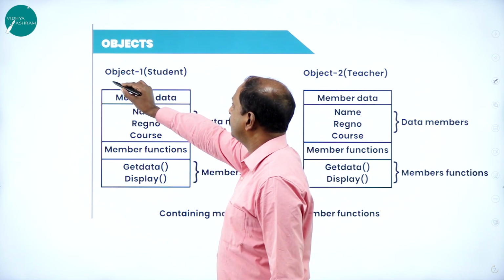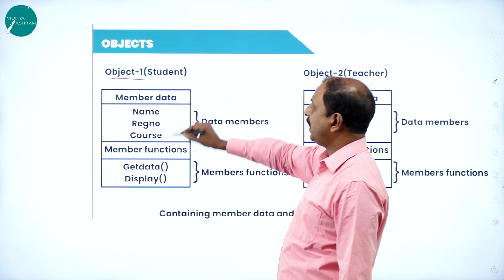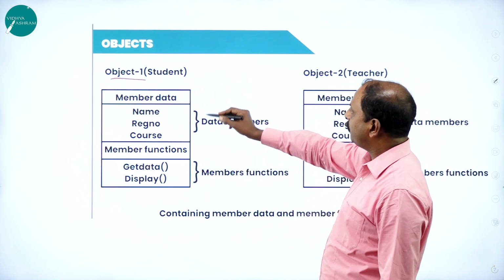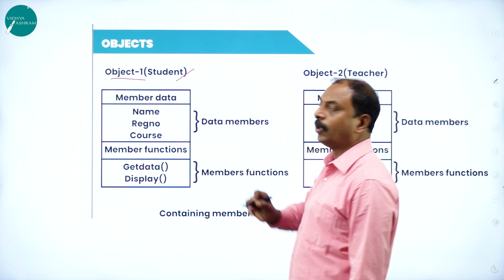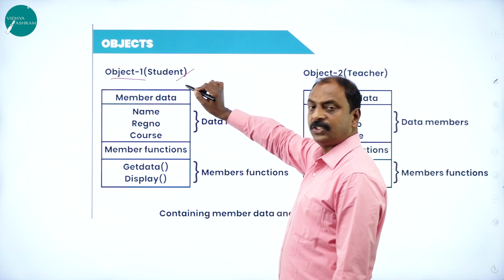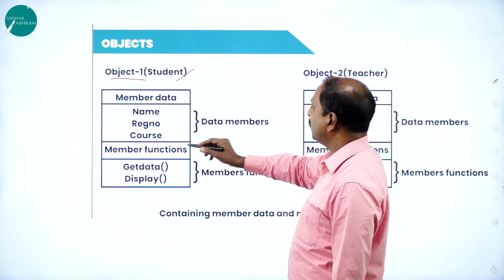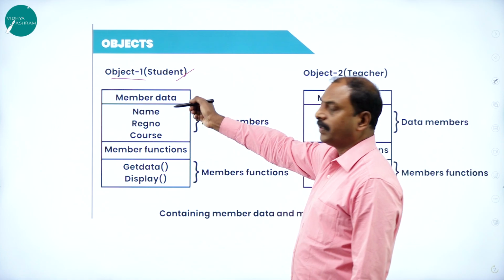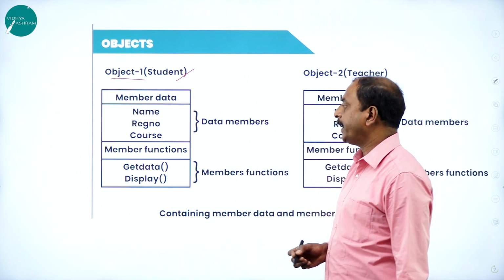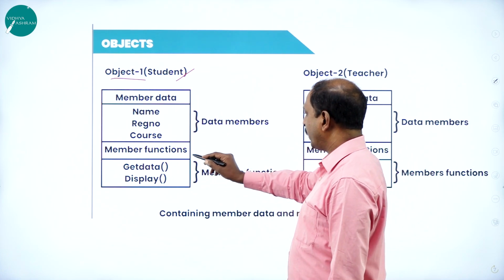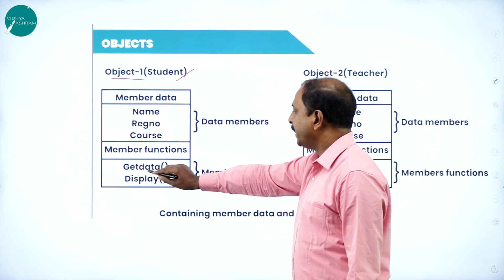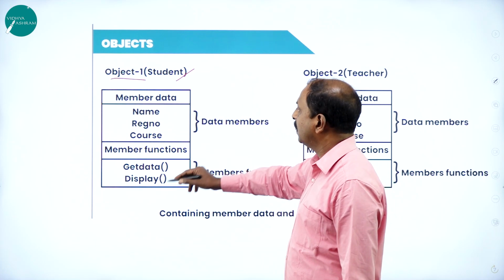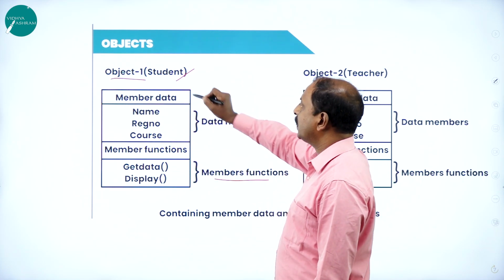So here this is a unique name. The name given to an object is called an object name. In this example, we have given student as an object, and it consists of the characteristics here, data members: name, registration number, and course. These we can relate to characteristics of an object. And here, get data and display are called member functions. Together it forms one object.